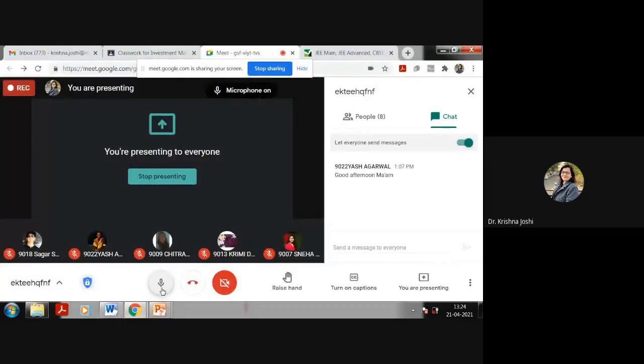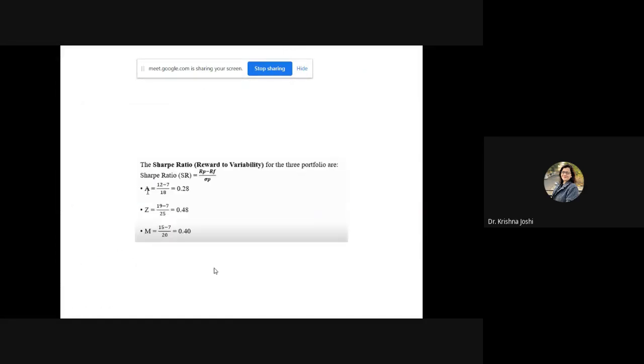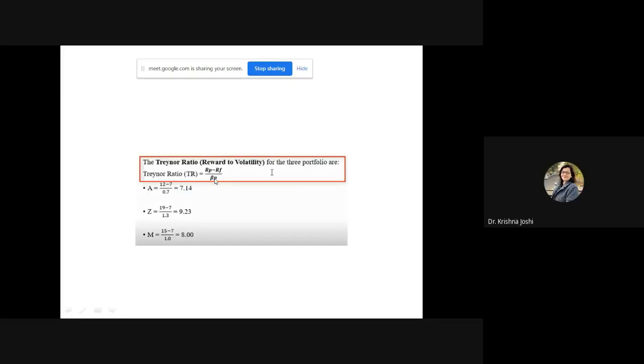I hope everyone is done with this sum. Yes? Sagar, Yash, Sneha, Krimi, Chitra. Okay. So what is the answer for first portfolio A Trainer measure? Is it 0.28? Oh, sorry, this is Sharpe. Trainer first is 7.14. All of you are getting the same answer? Sneha, can you please confirm?